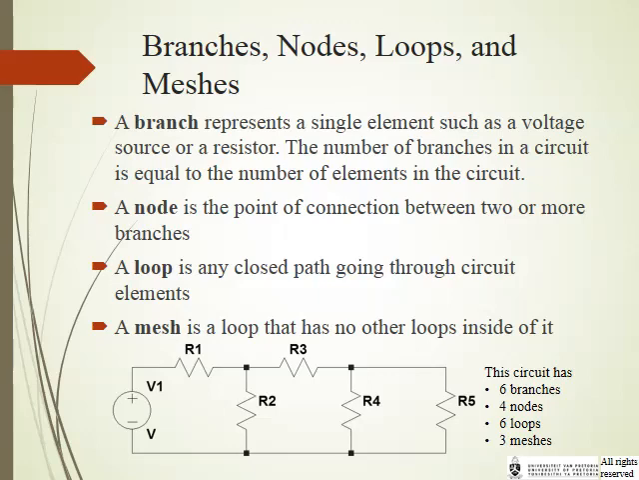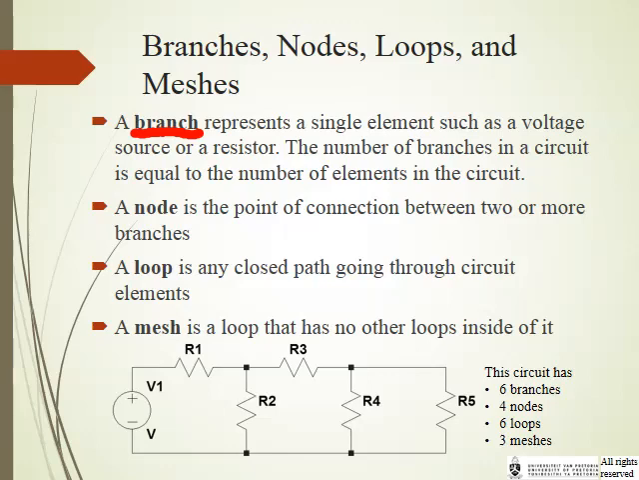Branches, nodes, loops, and meshes. Now here usually we just try to not make a mess out of the meshes. So let's see what's going to happen here. Right, so what is a branch? A branch represents a single element such as a voltage source or a resistor.